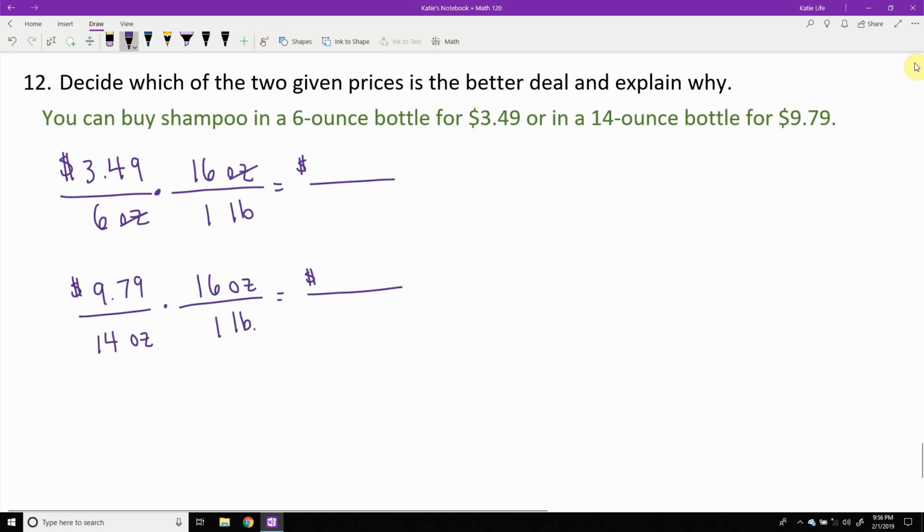So in the numerator here, the ounces are going to cancel, same here. We'll be left with money per pound. So multiplying across the numerator, we've got 3.49 times 16, and we're going to divide that by 6 to get our price per pound. In this quantity, we're going to take 9.79 and multiply that by 16, and then divide it by 14 to again get a price per pound.